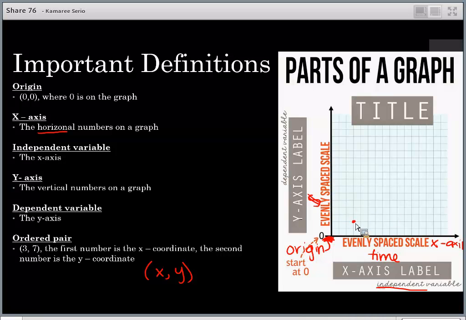Say I have this point over here. To get to this point, I have to go over 1, 2, 3. So that means that 3 is my x coordinate and I have to go up 1, 2, which means that 2 is my y coordinate. Okay, so it's a lot of information about graphs. Hopefully you know some of it and some of it may be new and that's fine.